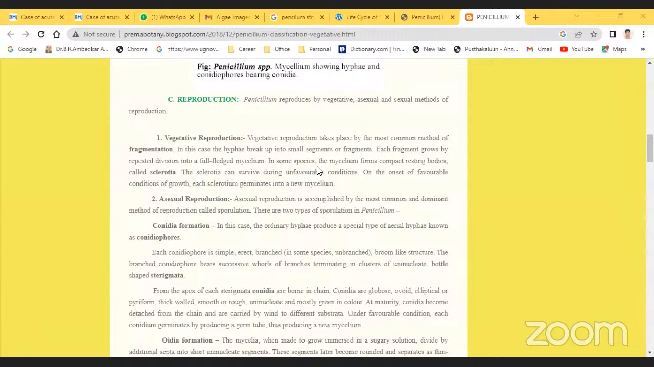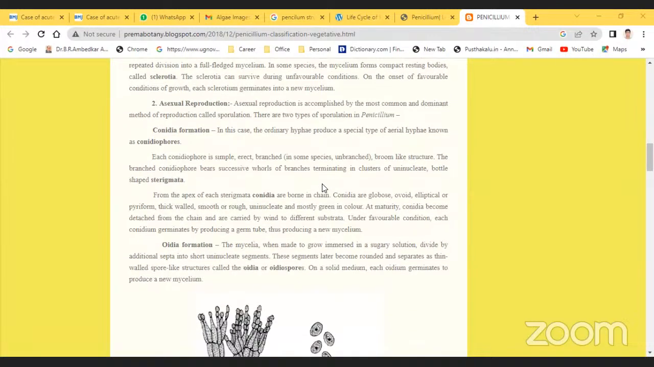In some species, the mycelium forms compact resting bodies called sclerotia. The sclerotia can survive during unfavorable conditions. On the onset of favorable conditions of growth, each sclerotium germinates into a new mycelium. So the next one is asexual reproduction.